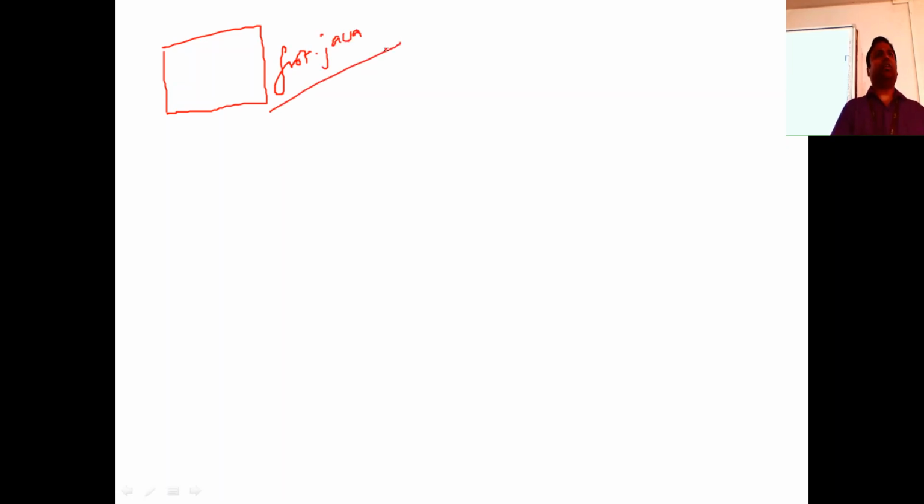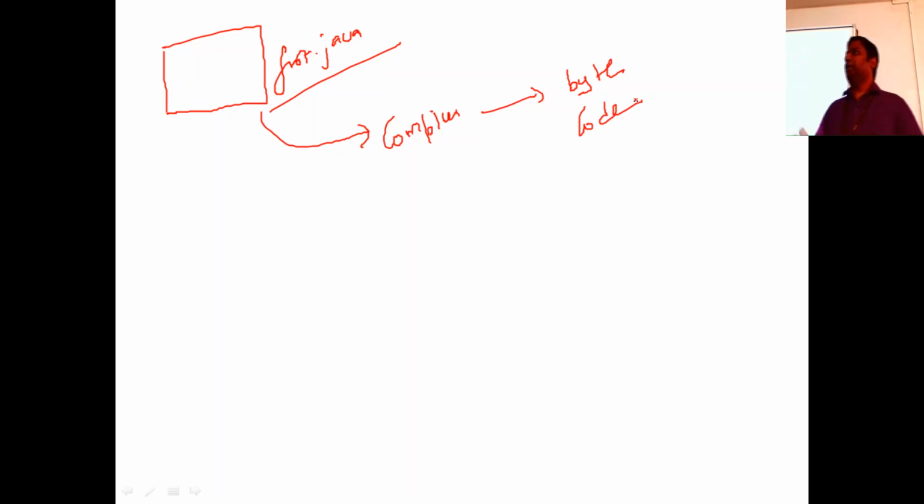You create a source file, and then you hand it over to the Java compiler. The compiler is going to take it up and convert it to bytecode. Bytecode is an intermediate representation of the code. It's not machine dependent. So you're converting a Java source file to bytecode, which is machine independent.